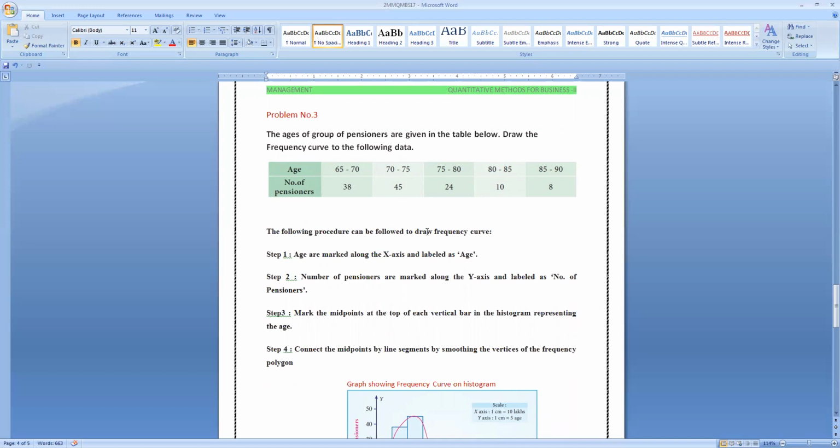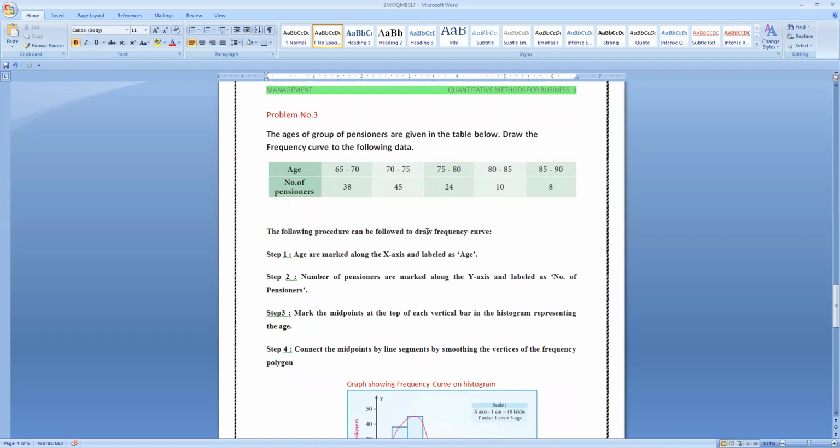That is 65 to 70, 70 to 75, 75 to 80, 80 to 85, and 85 to 90. In the next column, the number of pension years is shown, that is the frequency values. So for 65 to 70, how many pension years are there? There are 38 pension years.